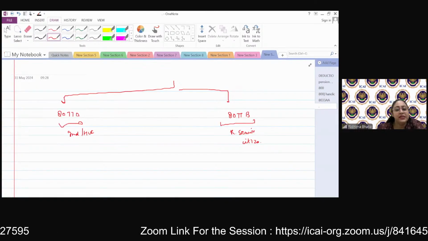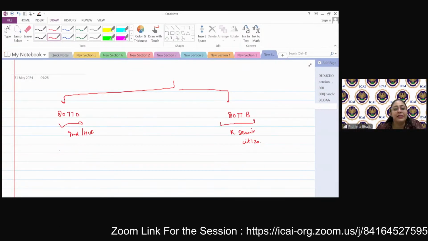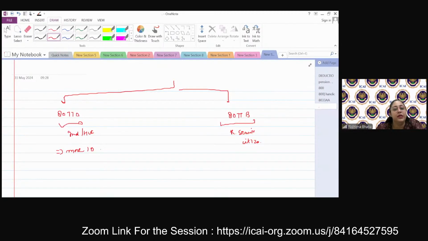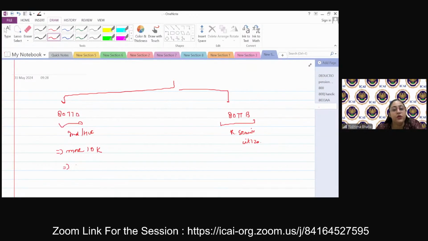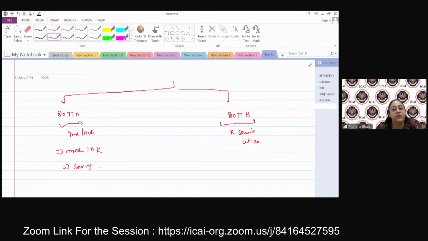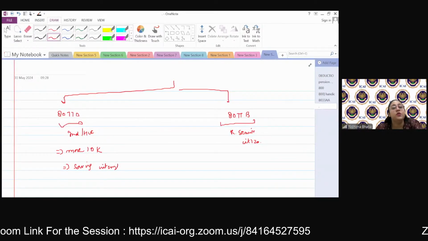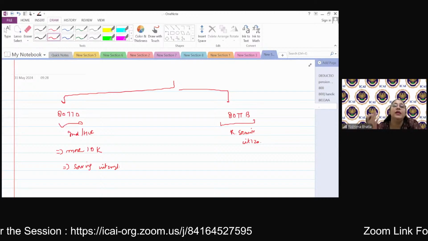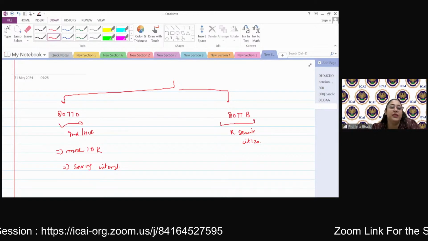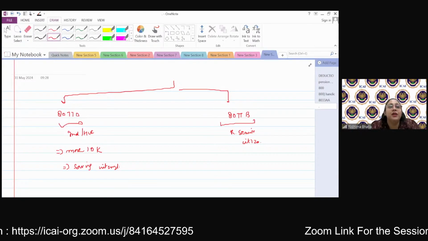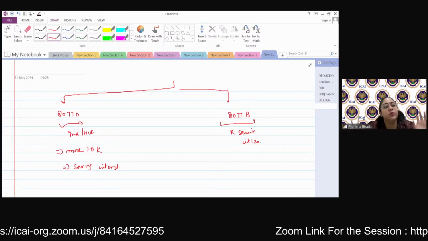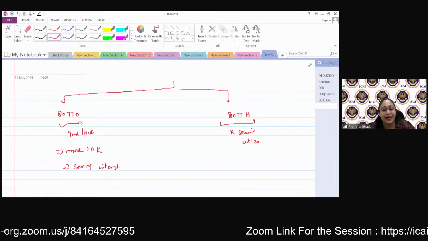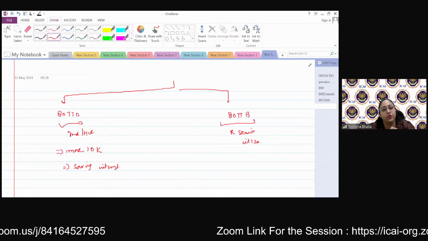Now, 80TTA is a very simple section which says that you will get a maximum deduction of 10,000 for your savings bank interest only. So if in your total income there is savings bank interest, you will get a deduction for that to an extent of 10,000. So for savings bank interest, which you have included in your other sources from all banks combined, cooperative banks combined, and post office.